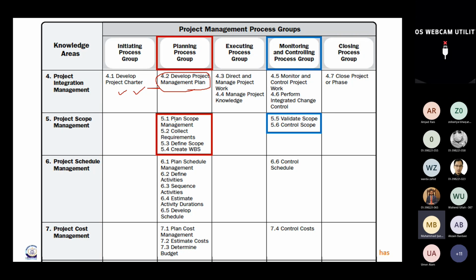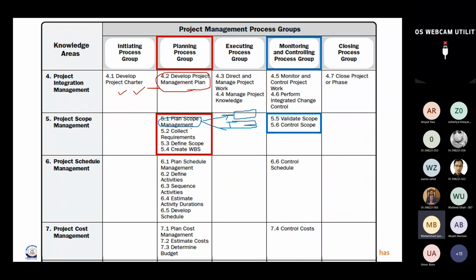The first aspect that we started with was plan scope management. This process, the planning of scope management, gave us two plans. One was the scope management plan, and the second one was the requirements management plan.